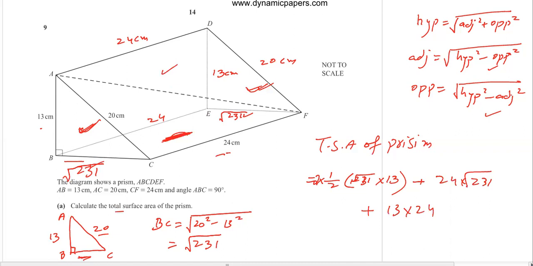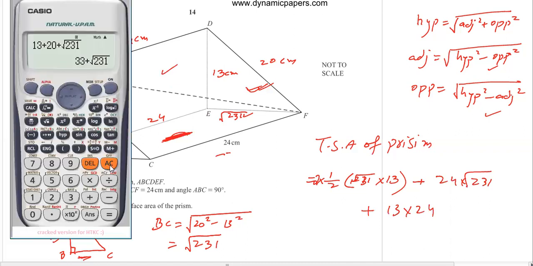So I will calculate all these areas. I will just calculate all these calculations here. So 2 into 1 over 2 into square root of 231 multiply with 13 plus 24 into square root of 231 then plus 13 into 24. So we are getting this.